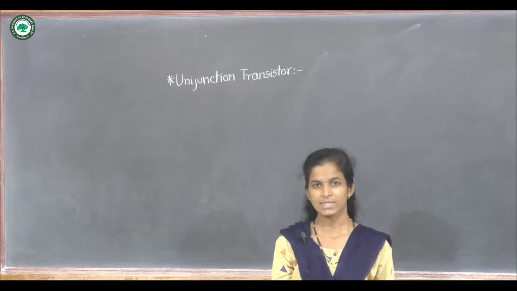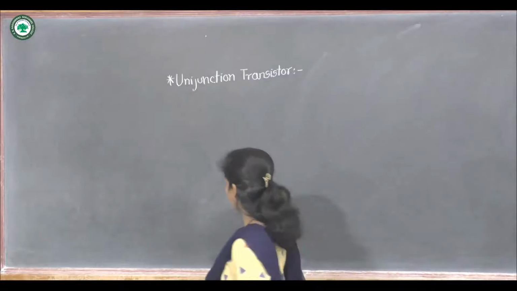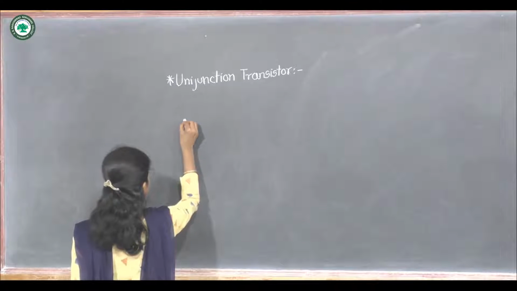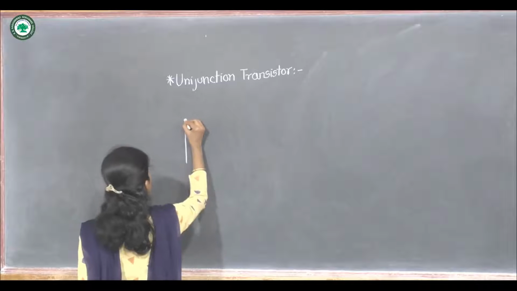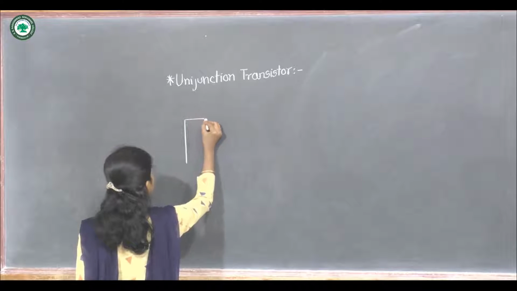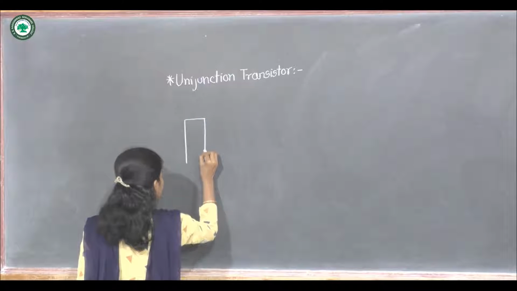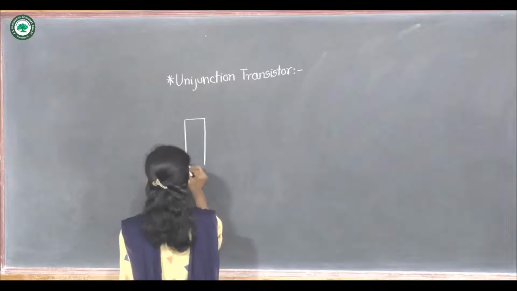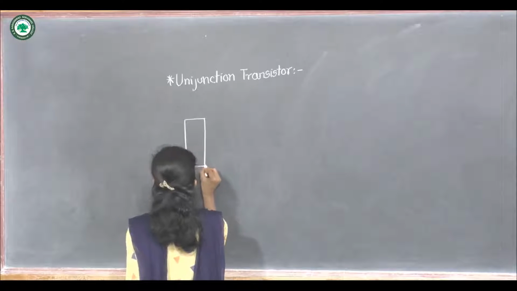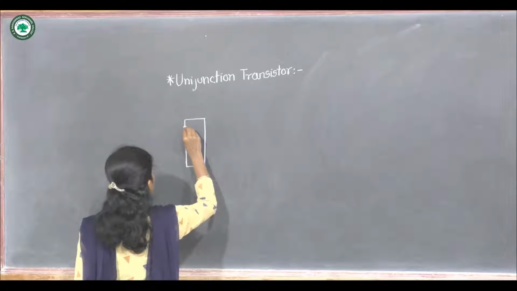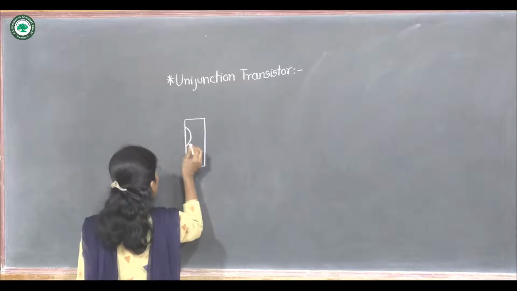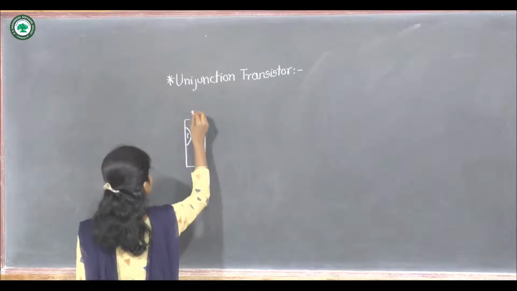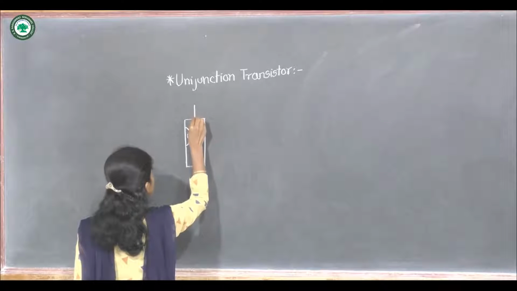So first we will discuss the construction of the unijunction transistor. As there is a single junction and three terminals, this is an N-type strip in which a P-type region is formed. So this is a P-type region and this is an N-type strip, and there are three terminals.